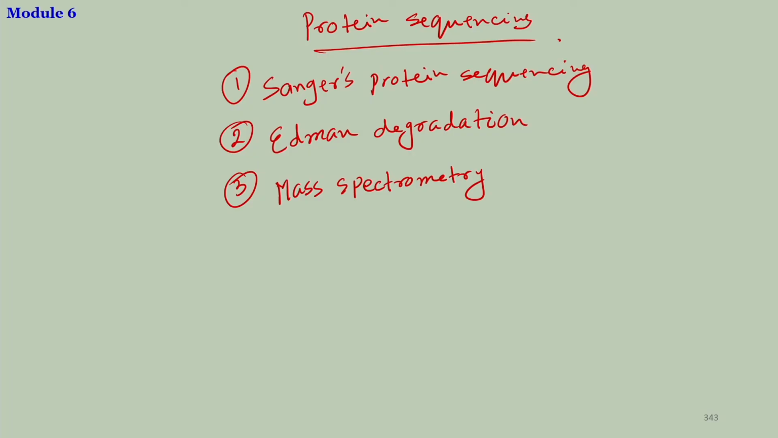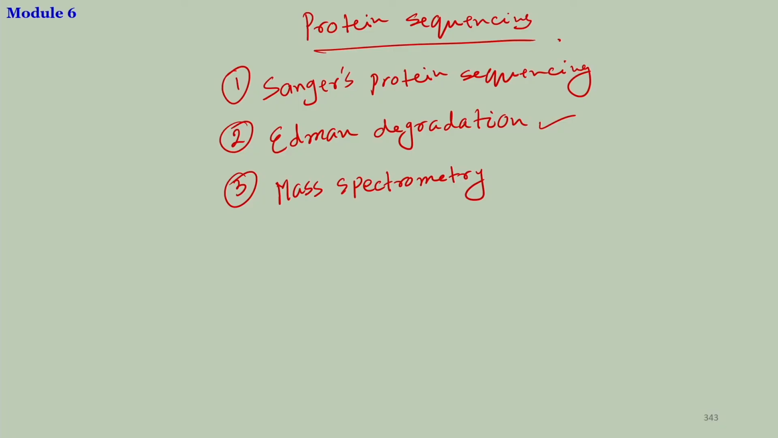Nowadays Sanger's degradation method is the most widely used for protein sequencing. You also have the automated machine, just like the PCR, just like the DNA sequencing I have talked about. For protein sequencing also, there is an automated machine, pre-programmed, but based on the chemistry of the Edman degradation. So, this is the most widely used method for protein sequencing.